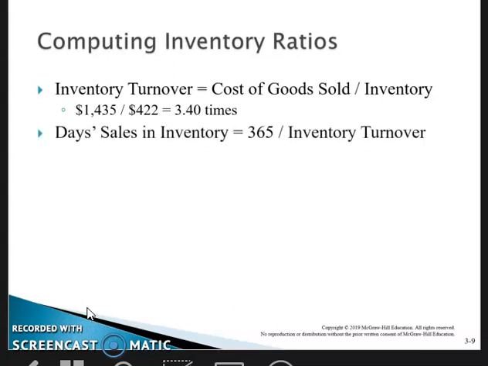So, days sales in inventory, we just take 365 and divide it by the inventory turnover, or 3.4 times. So that tells us that we have 107 days in inventory. Again, you would want to compare the inventory turnover and days sales to prior years or competitors to get an idea of how efficiently the company is operating. 107 days could be high, could be normal. It just depends on the company and the industry.